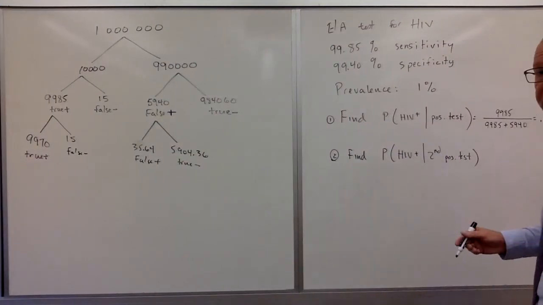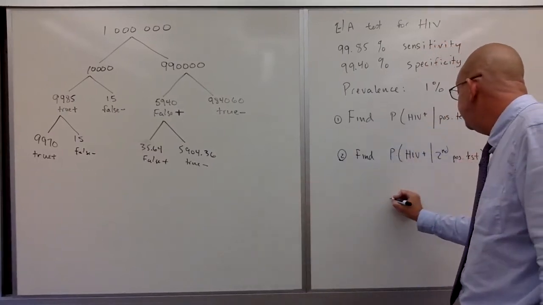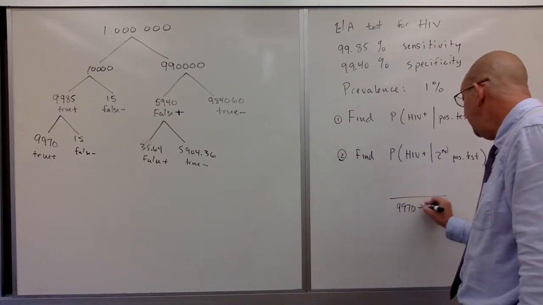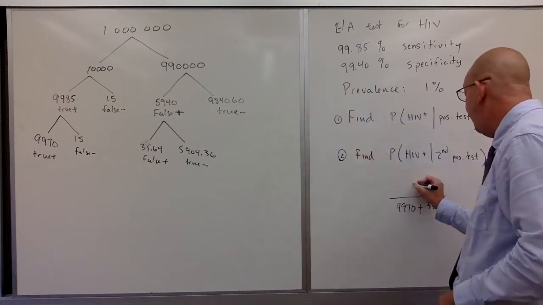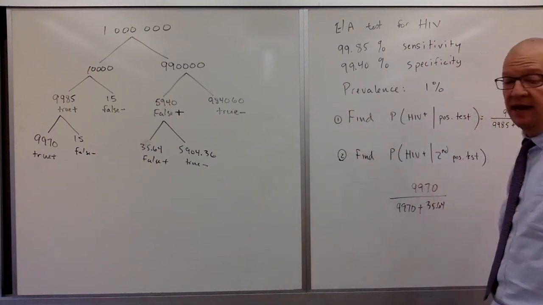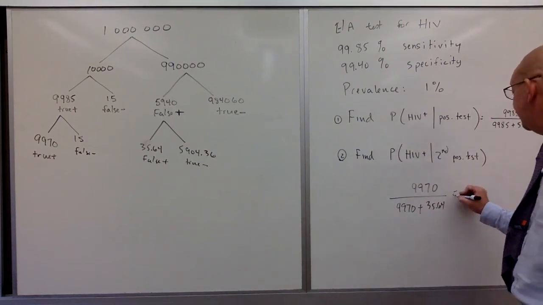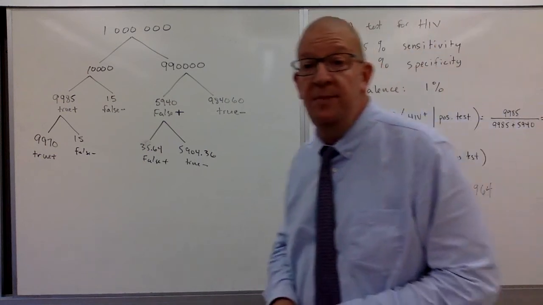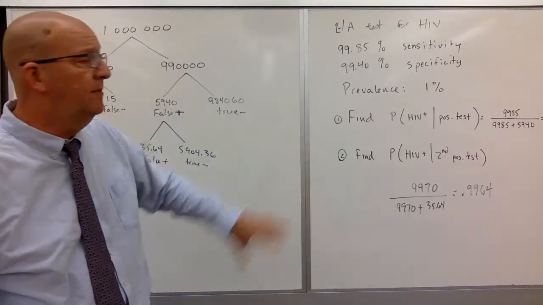So here we go. We've got the second positive test. So what's my denominator? 9970 plus 35.64. What's my numerator? The actual positive number that came up, 9970. And so this comes out to be 0.9964. And that's a number that, believe it or not, most people are going to live with. They'd love for that to be 100%, but they're going to live with 99.64.